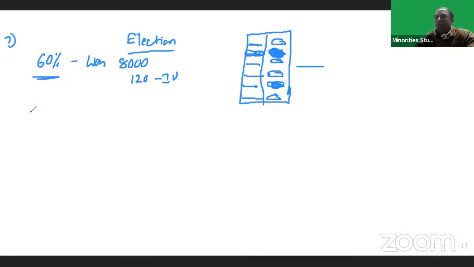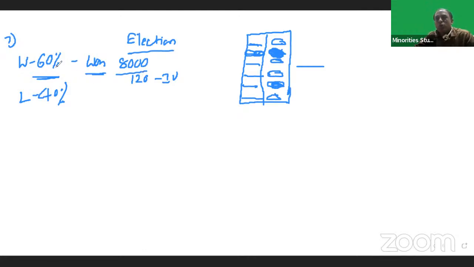So now first find the valid votes. The winner got 60%. The loser got how much percentage? The winner got 60%, therefore the loser got 40% only. The winner won with a majority of 8,000 votes.